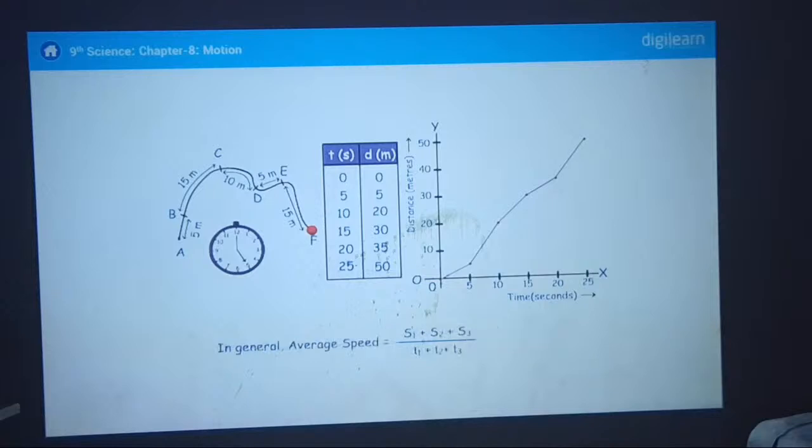In general, if a body travels distance s1 in time t1, s2 in time t2, s3 in time t3, then the average speed is given by average speed is equal to s1 plus s2 plus s3 whole divided by t1 plus t2 plus t3. That equals total distance travelled divided by total time taken.